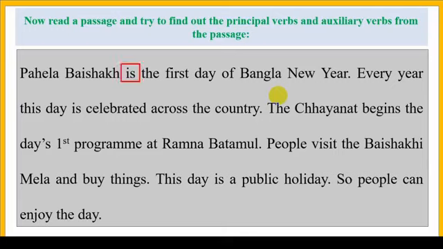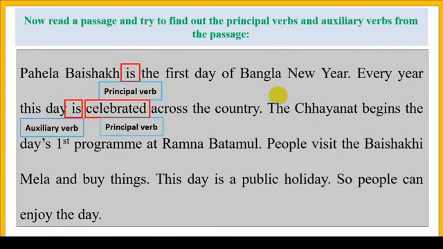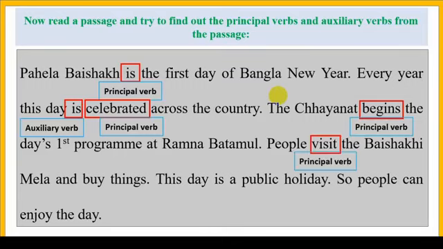Look at the sentence. Pohila Boishakh is the first day of Bangla New Year. Here is a principal verb. Every year this day is celebrated across the country. Here is is an auxiliary verb and celebrated is a principal verb. The Sayanat begins the day's first program at Ramnabatumul. Here begins is a principal verb. People visit Boishakhi Mela. Here visit is the principal verb. And buy things. Here buy is a principal verb.